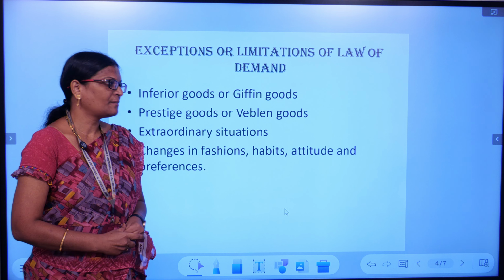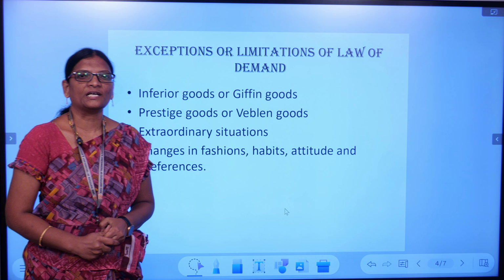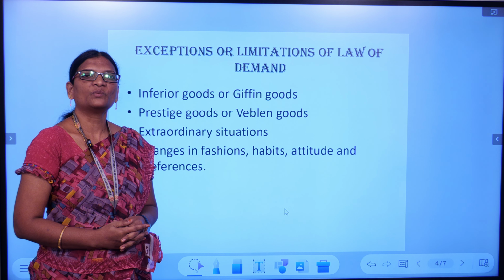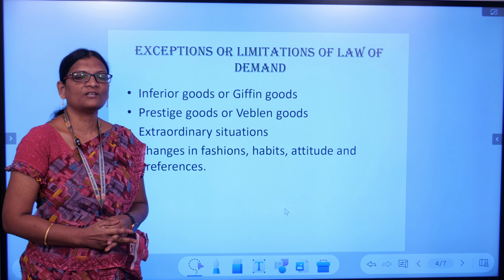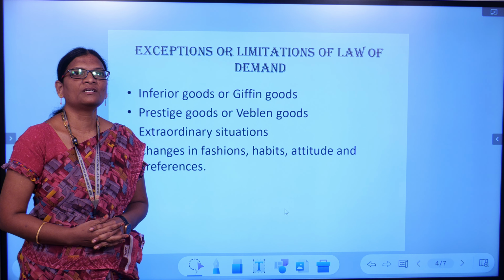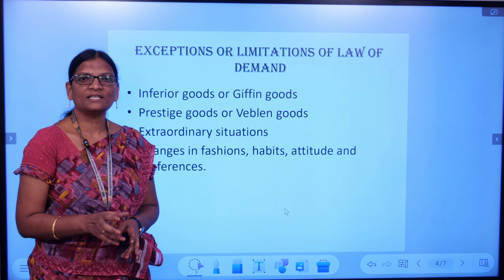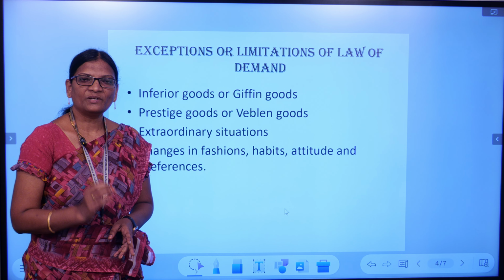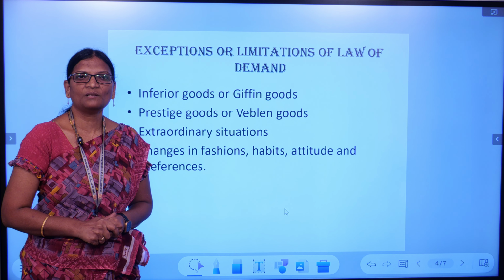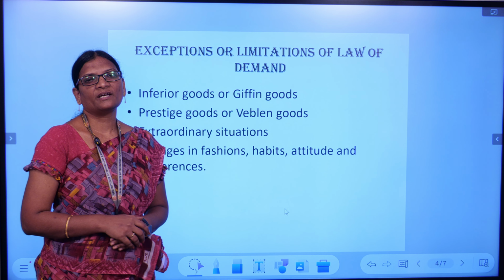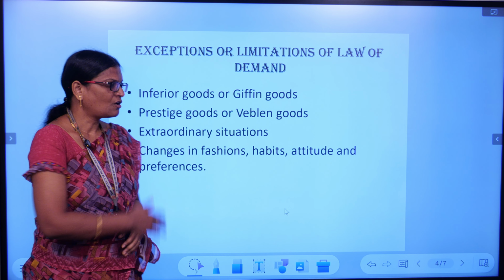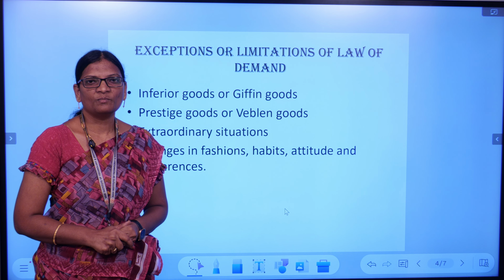Changes in fashions, habits, attitudes and preferences of the customer. As I said earlier, taste and preference of the customer is an important element for demand. So it will always influence the demand of a particular product. If any customer has a particular taste for a particular brand, he will prefer that brand only. If he has a preference towards that brand, he'll purchase even though the product price is very high. Even though it is costlier, they will purchase the product. So in all these cases, the law of demand may not be applicable.